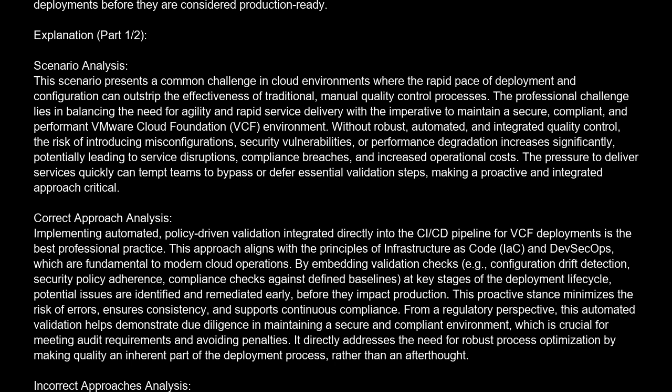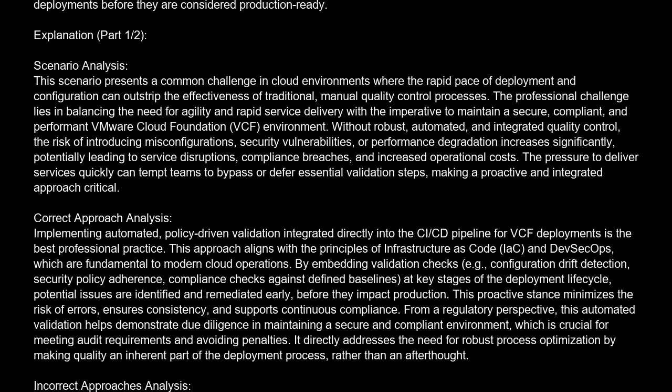The professional challenge lies in balancing the need for agility and rapid service delivery with the imperative to maintain a secure, compliant, and performant VMware Cloud Foundation (VCF) environment. Without robust, automated, and integrated quality control, the risk of introducing misconfigurations, security vulnerabilities, or performance degradation increases significantly, potentially leading to service disruptions, compliance breaches, and increased operational costs. The pressure to deliver services quickly can tempt teams to bypass or defer essential validation steps, making a proactive and integrated approach critical. Correct approach analysis.